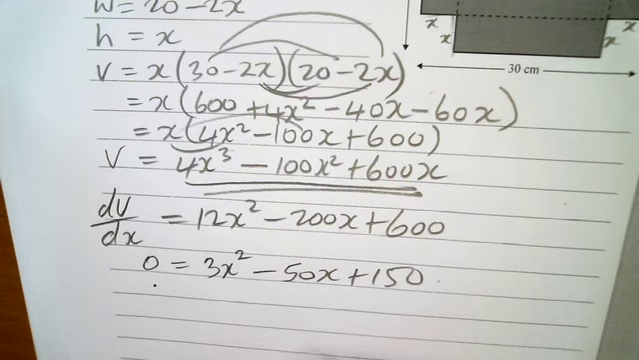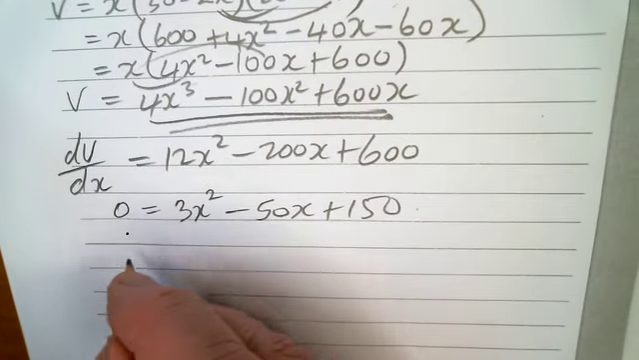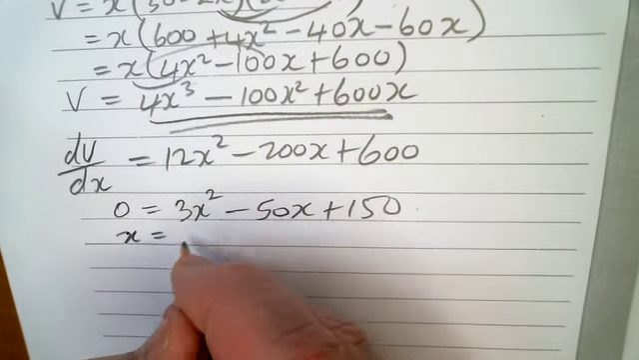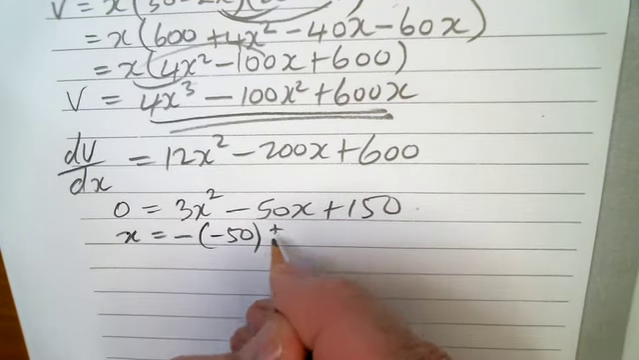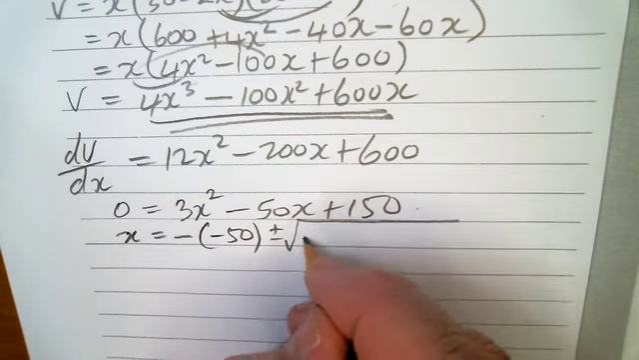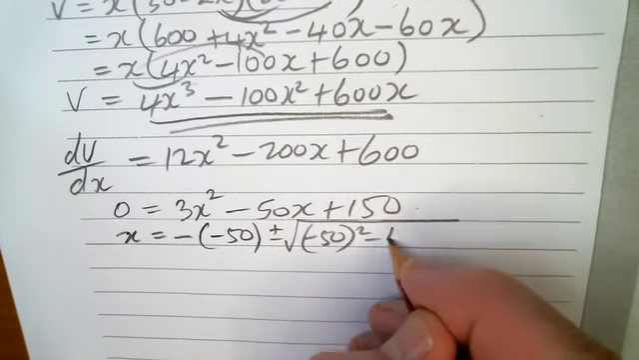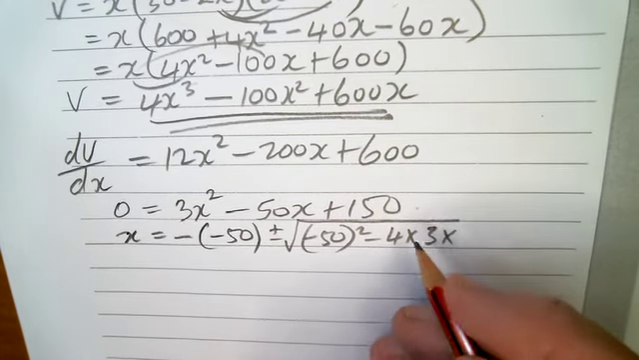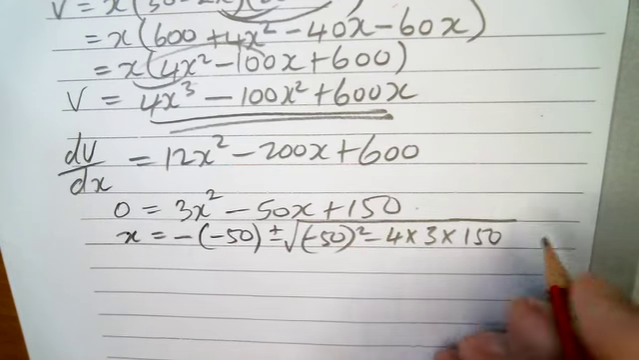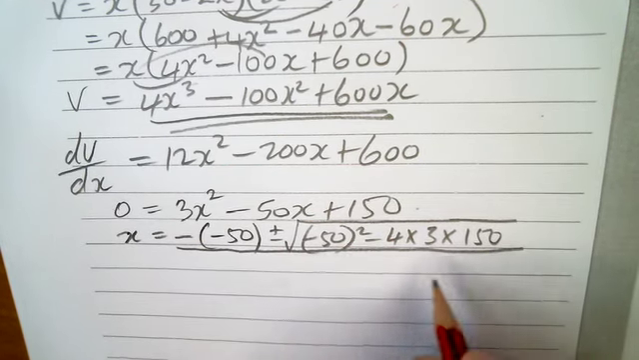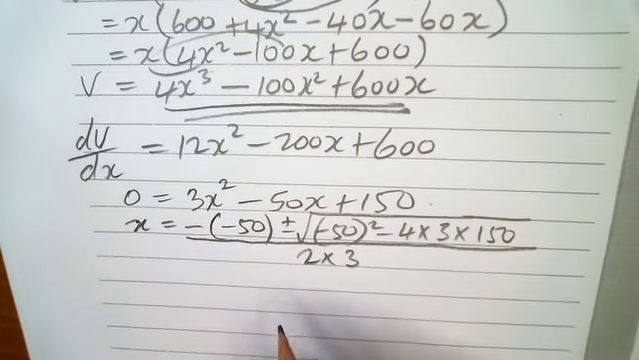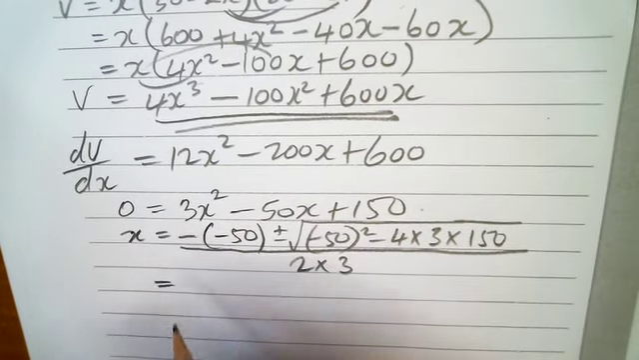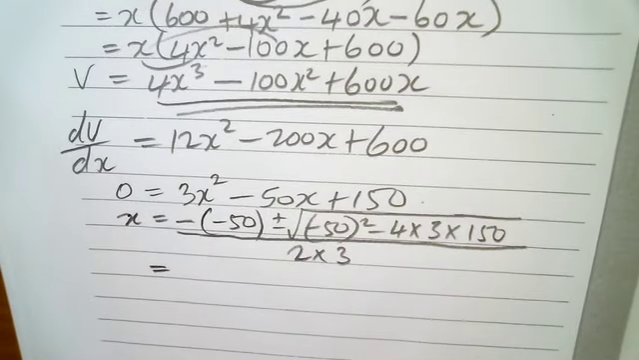So I'm going to pop all that into the quadratic formula. So x is equal to negative b, negative 50, plus or minus the square root of negative 50 all squared minus 4 times a, which is 3, times c, which is 150, all over 2a, which is 2 times 3. Okay, so let's imagine we've done all that. I'm not going to go through the whole thing, that would be very time consuming. Let's just do it on the calculator.